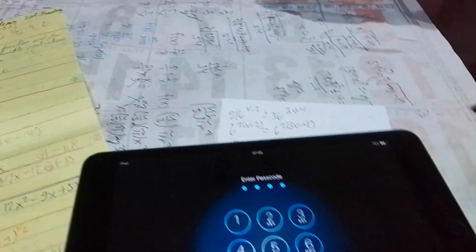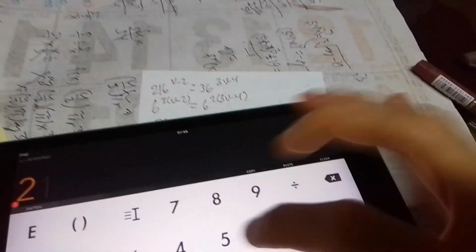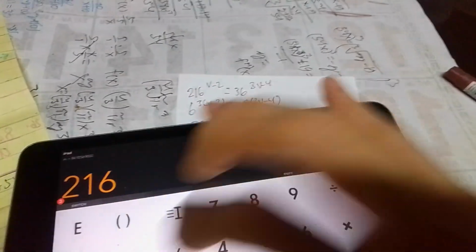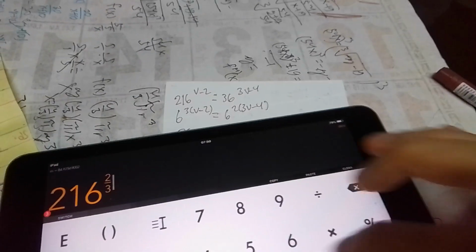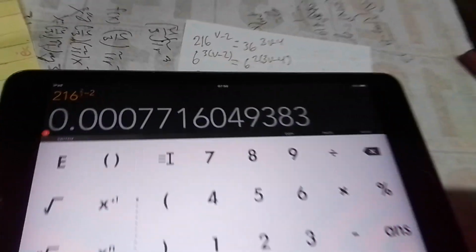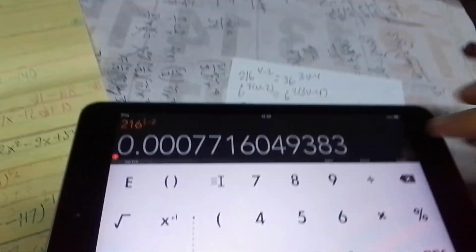Am I right? Let's check. Let's check the equation to see if it's true. Turning on your iPad, let's go back to the calculator. We have this. So remember, we have 216 raised to the, what's the answer that we got? 2/3 minus 2. What's the answer that we get? The answer that we're supposed to get is 0.000771 something. That is the answer. Let's see if we get it on the other side.